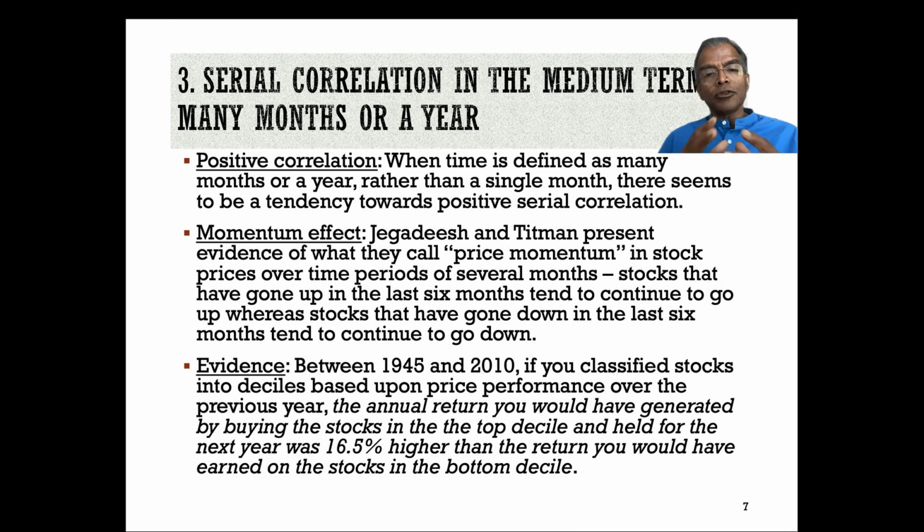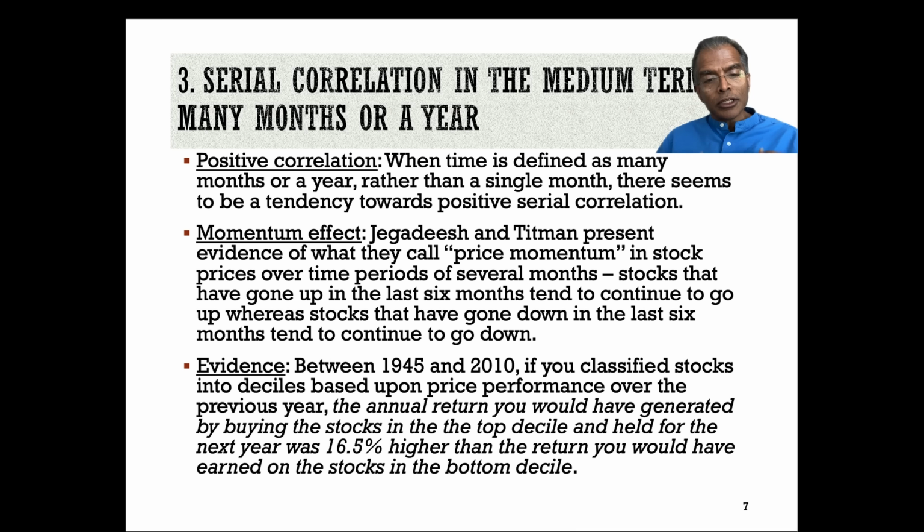Here there is evidence of correlation that's more significant, larger, more positive serial correlation. And it does look, at least on paper, that you can take advantage of this. One of the more famous studies of this was by Jegadeesh and Titman, where they found price momentum in returns over 6 months. If you took the stocks that have gone up the most over the last 6 months, they're more likely to continue to go up over the next 6 months. Those that have gone down the most are more likely to go down.